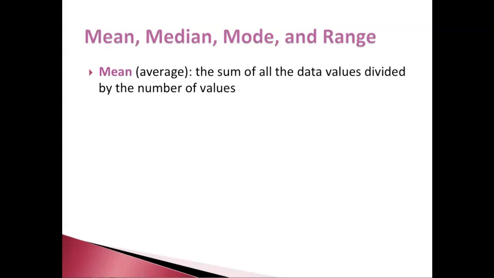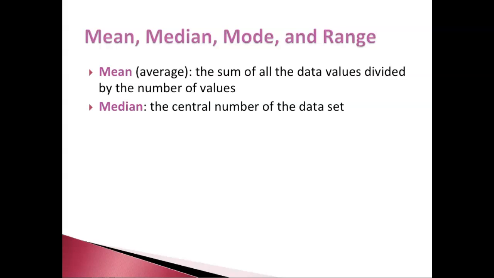So the mean is also known as the average, and it is the sum of all the data values divided by the number of values. Next we have the median, and this is what we call the central number of the data set. It's the number that's in the middle of all the data.